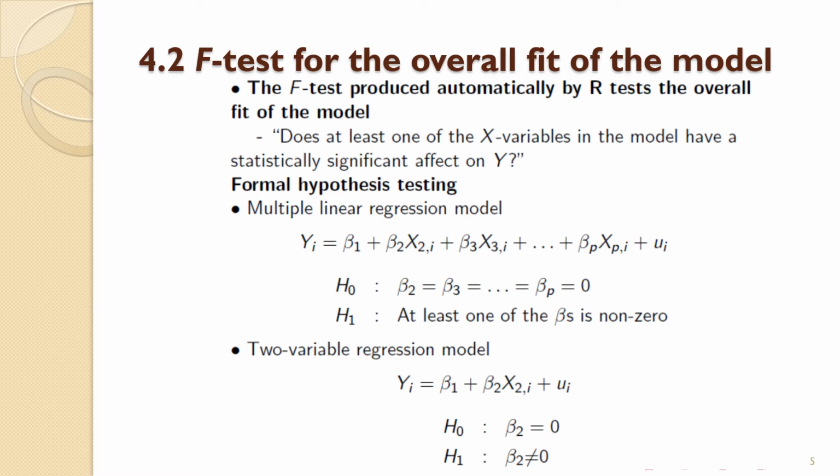This is the general case for the multiple linear regression model. For the two variable regression model, you get a simple situation and just a repetition of the t-test. So in this case, if you've only got one x variable, you're necessarily testing the null hypothesis that there's no relationship between y and x2.